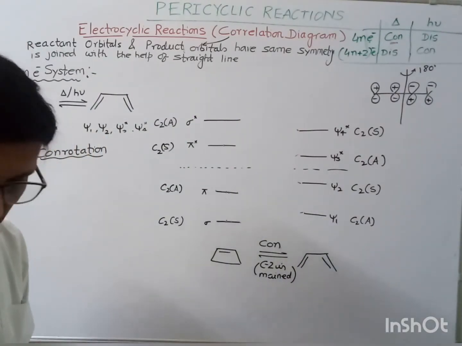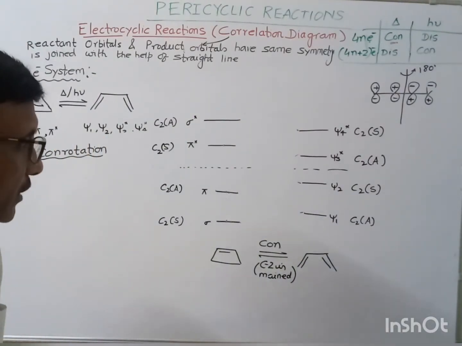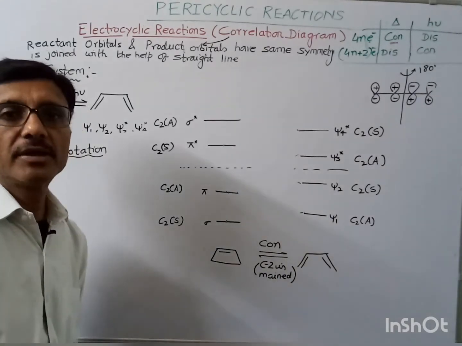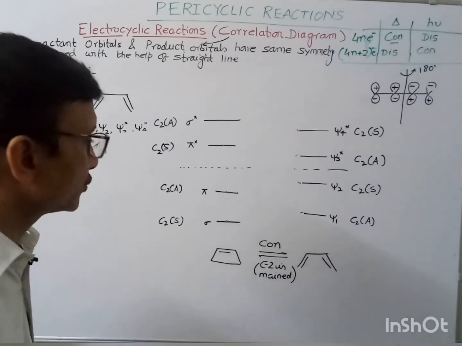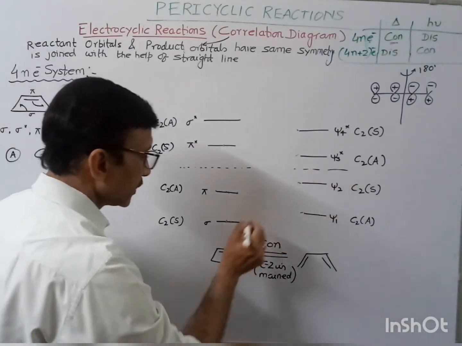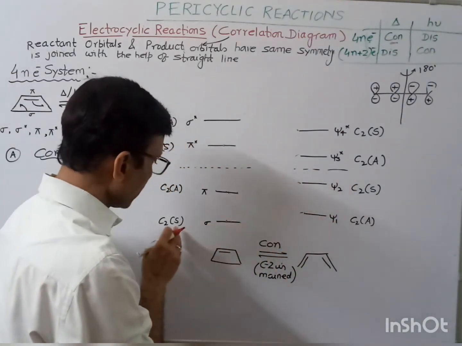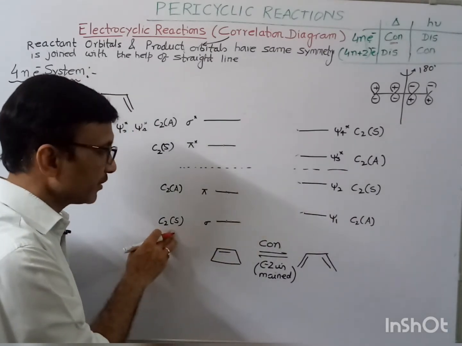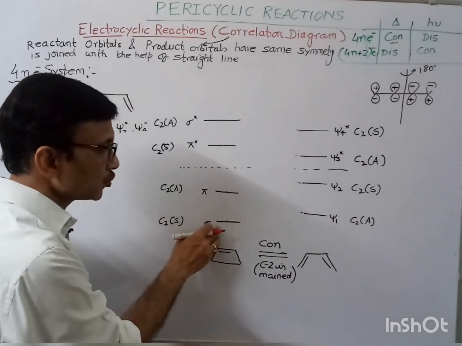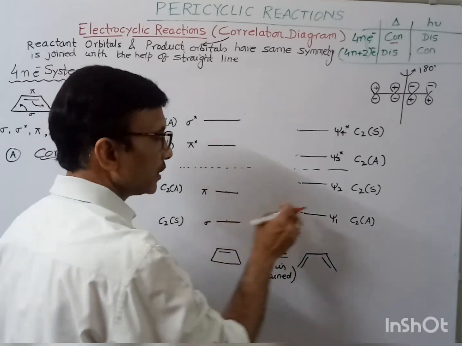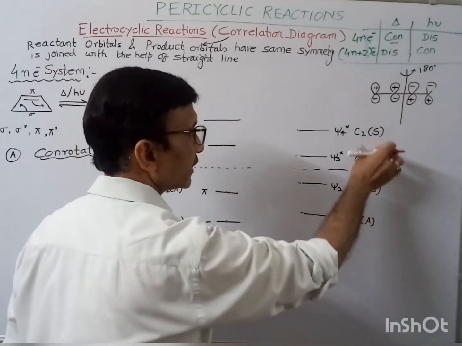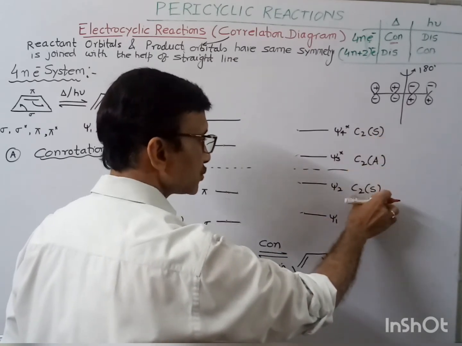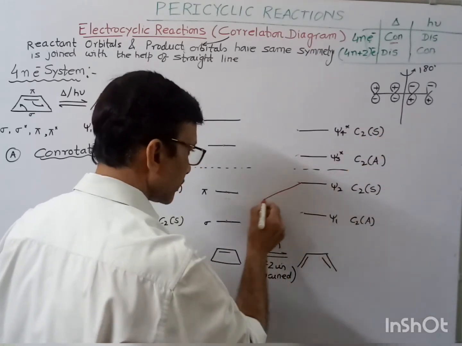Now we can join these with the help of same symmetry molecular orbitals in reactant and product. They should be joined with a straight line. If you see, this sigma is symmetric with respect to C2, so it should be joined with a symmetric molecular orbital. The symmetric molecular orbitals in the product are this and this. But this is of lower energy, that's why I should join like this.